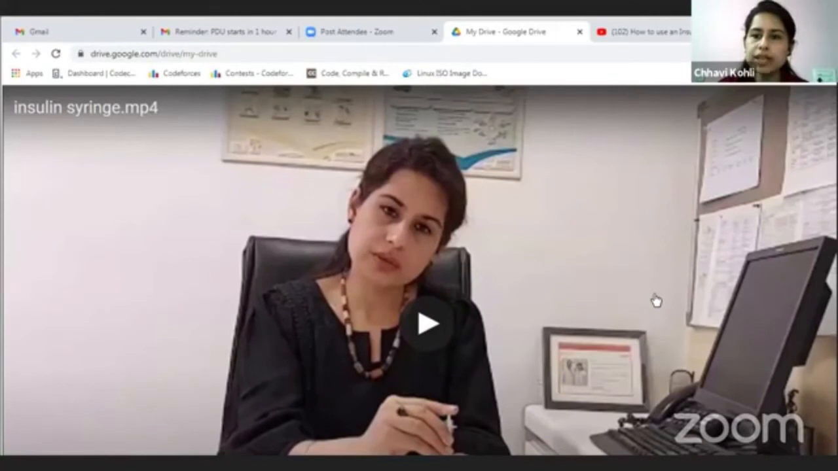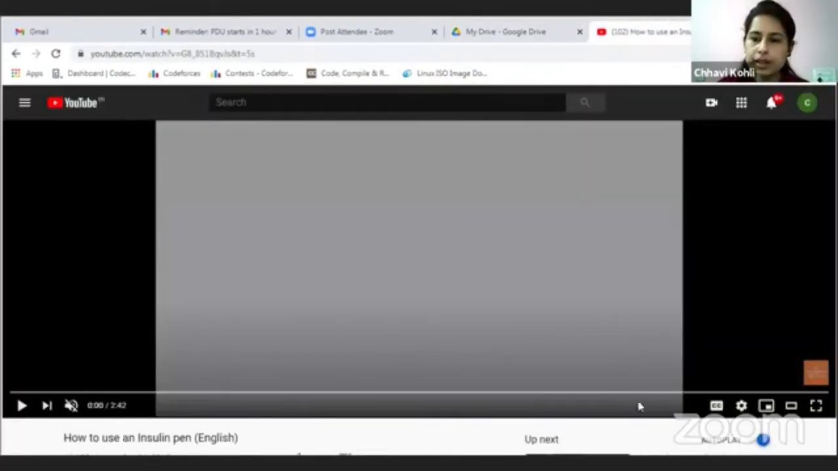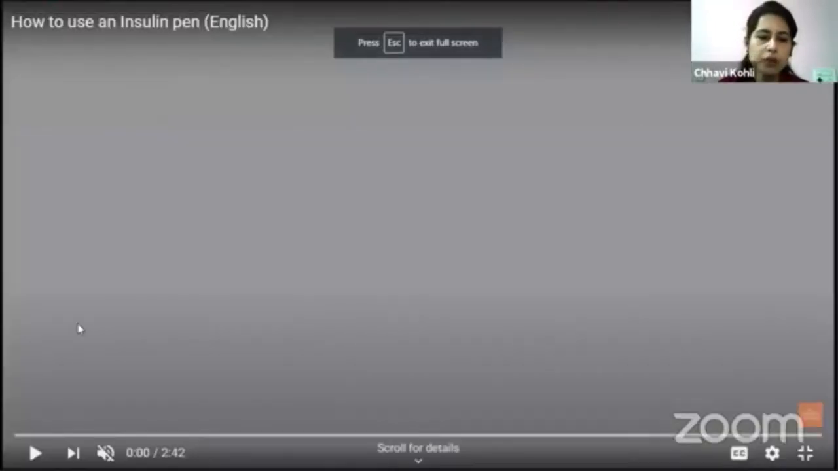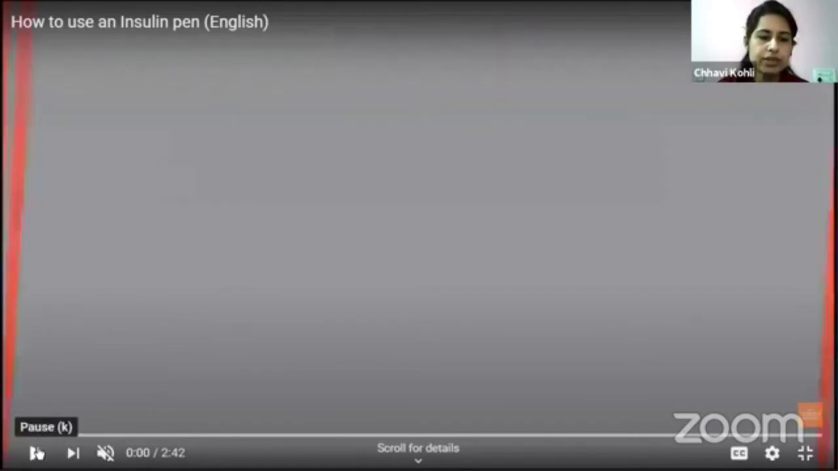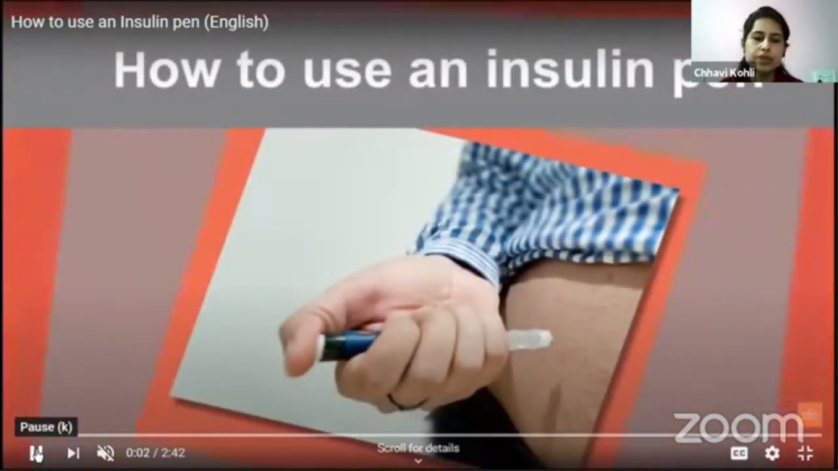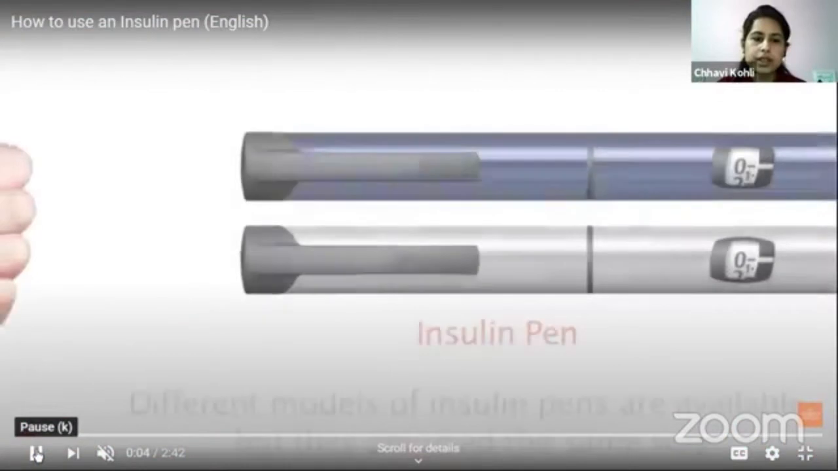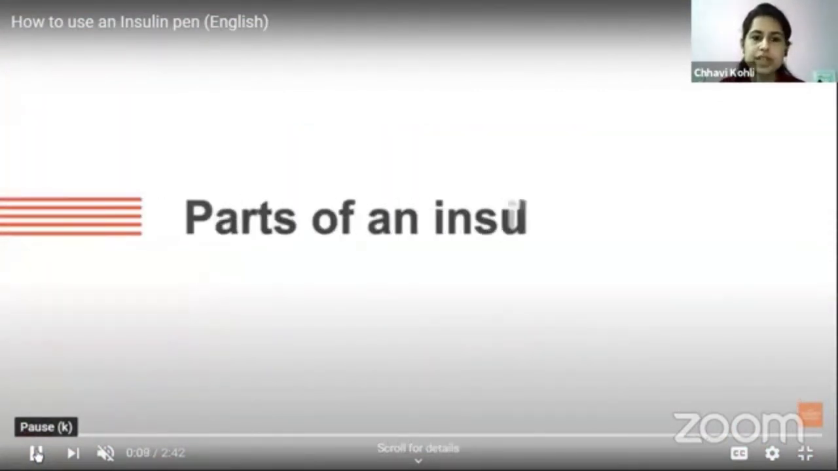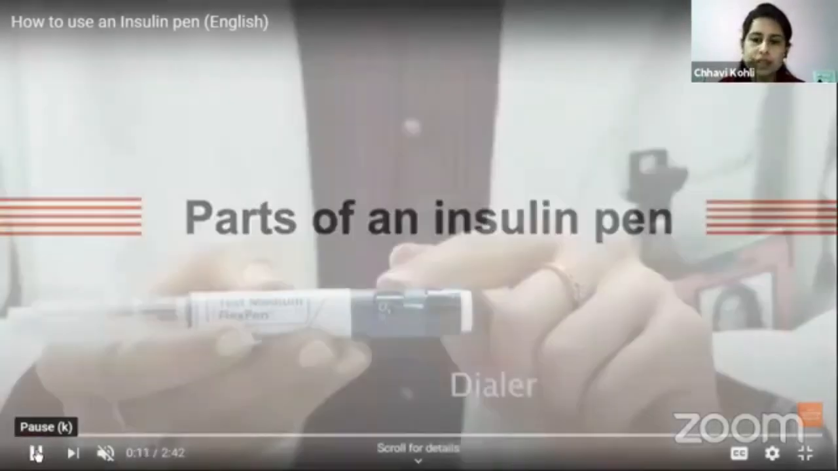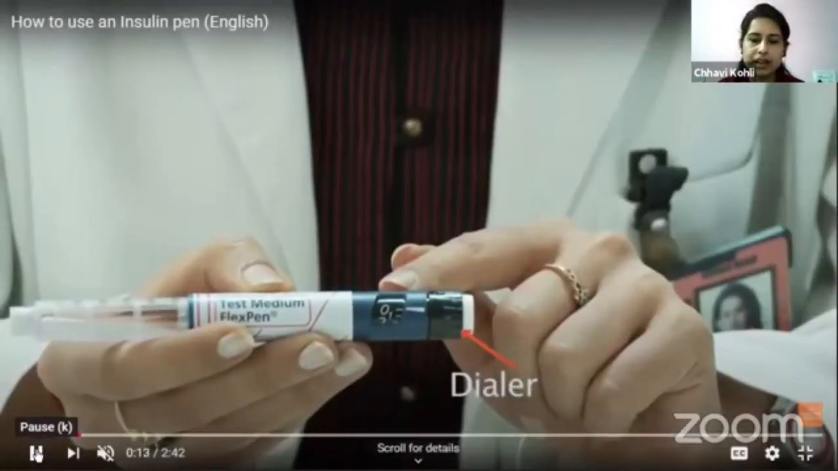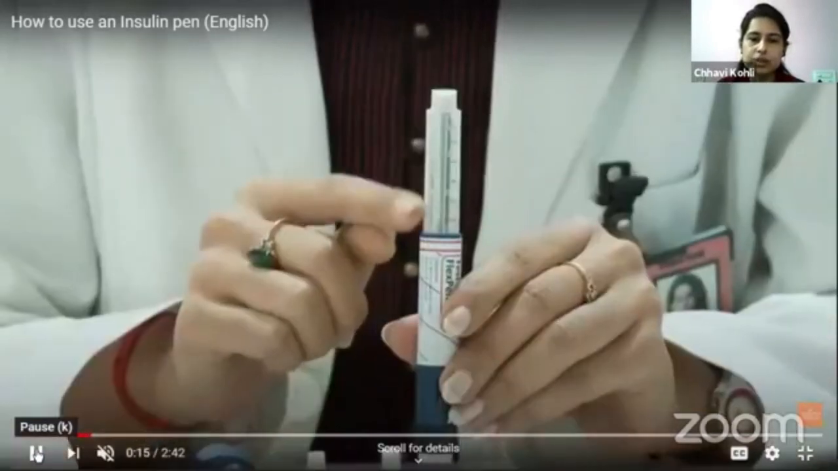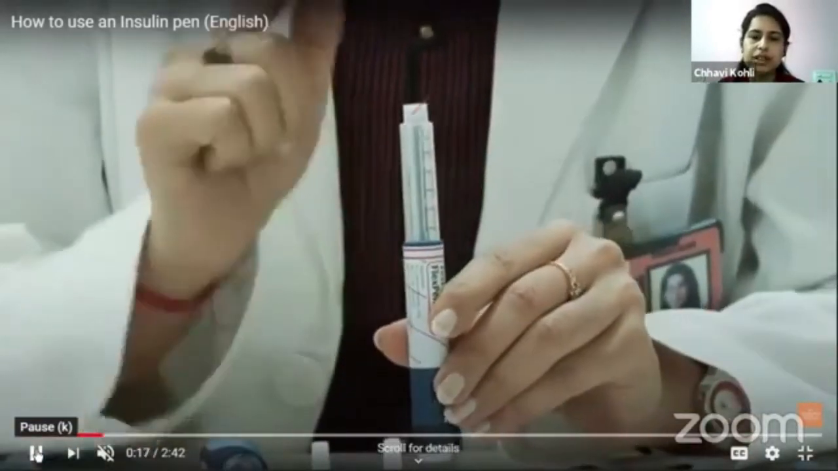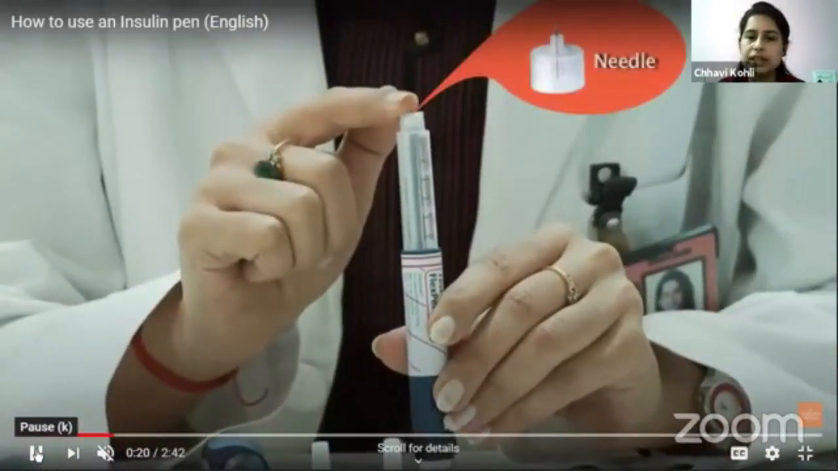Now we'll move towards our next video, wherein we'll see how to inject insulin through insulin pens. So how to use insulin pens? Different insulin pens are available for different insulins. So first we'll see the parts of insulin pens. The first part is the dialer. From here we set the dose. This is the cartridge wherein insulin is filled, and here we fix the needle.